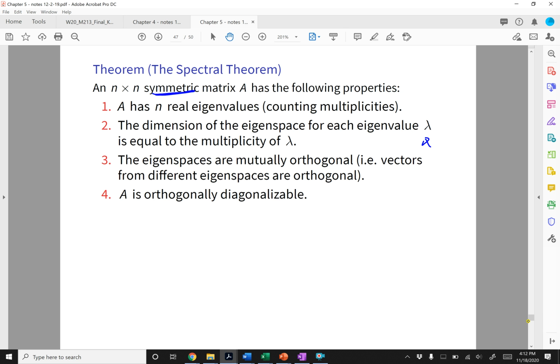Does the algebraic multiplicity equal the geometric multiplicity thing? As long as we have an n by n symmetric matrix, I think we have to also add that it has real eigenvalues. Then it's always diagonalizable. We always get the geometric multiplicity matching the algebraic multiplicity of all the eigenvalues. So that's really nice. The eigenspaces are mutually orthogonal. That is, the vectors from different eigenspaces are orthogonal. And A is orthogonally diagonalizable.